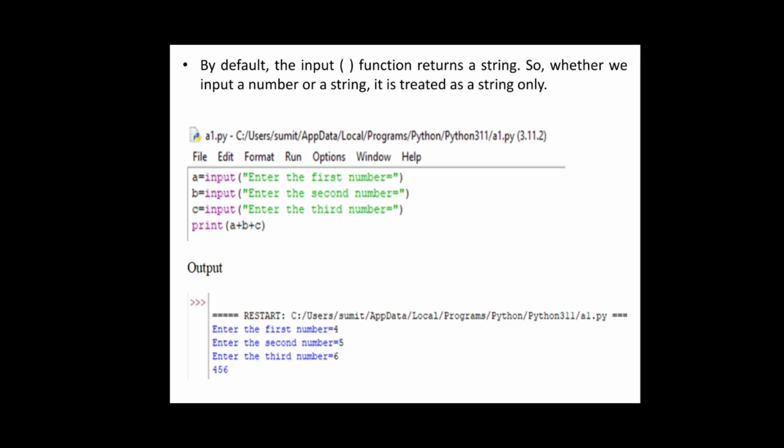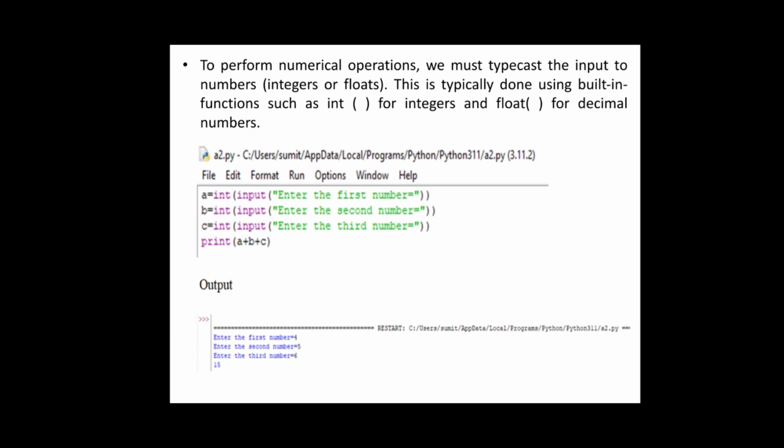That's why A equal to 4 is string type, B equal to 5 is string type, and C equal to 6 is also string type. So when you type print(A + B + C), it never adds 4 plus 5 plus 6 because these are string type. That's why it simply displays 456. But to perform numerical operations, we must typecast the input to numbers, that is integers or floats.